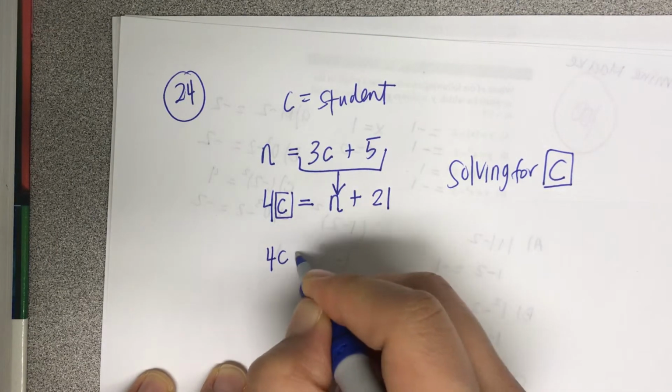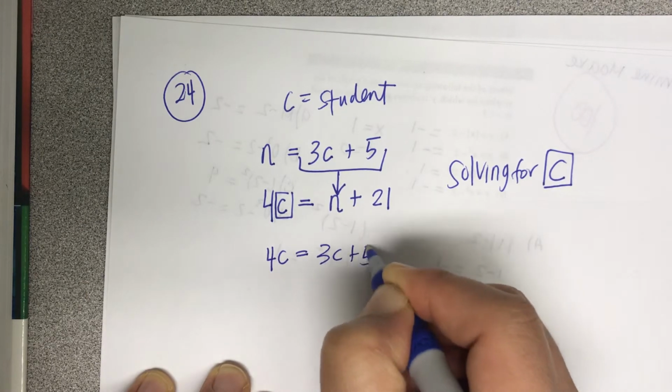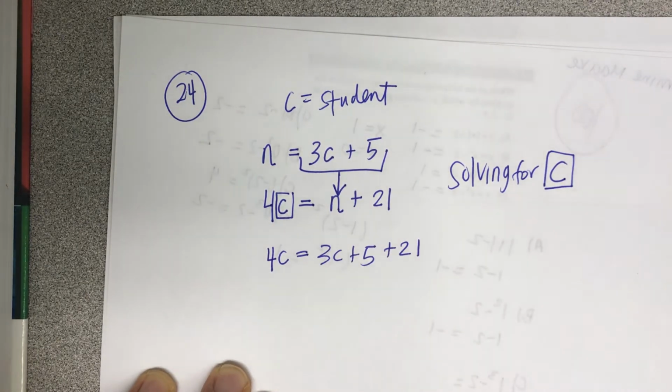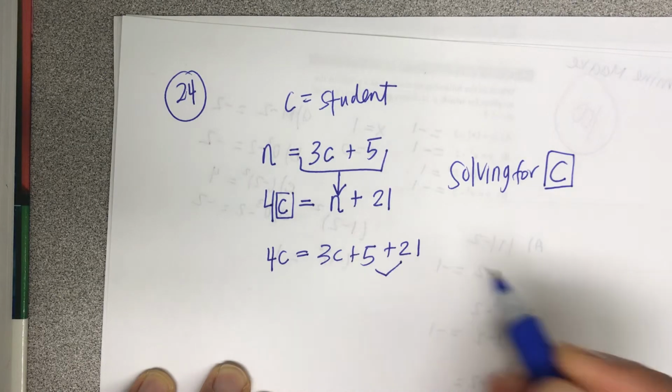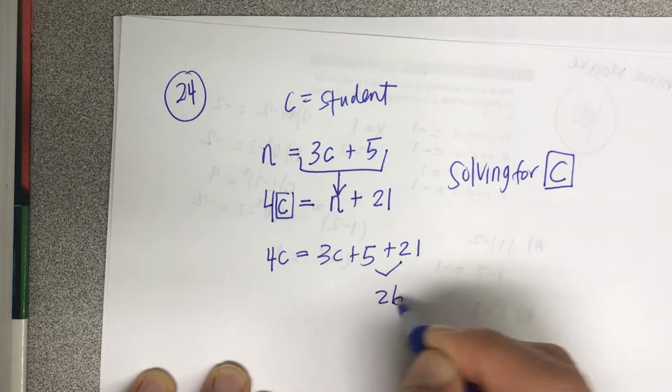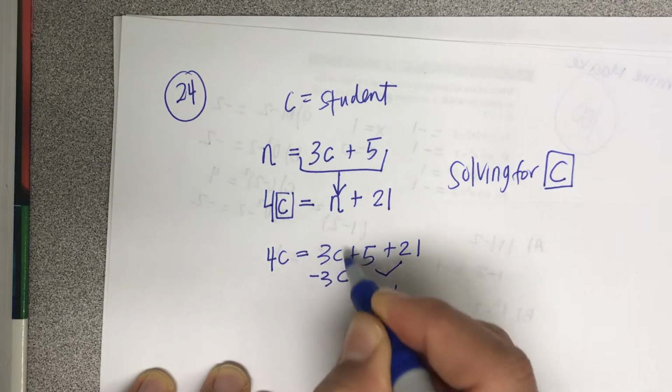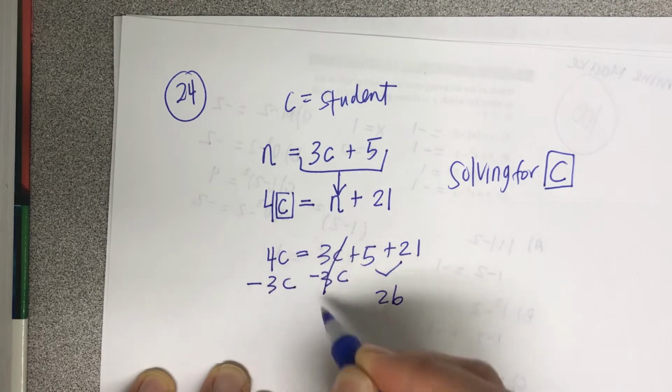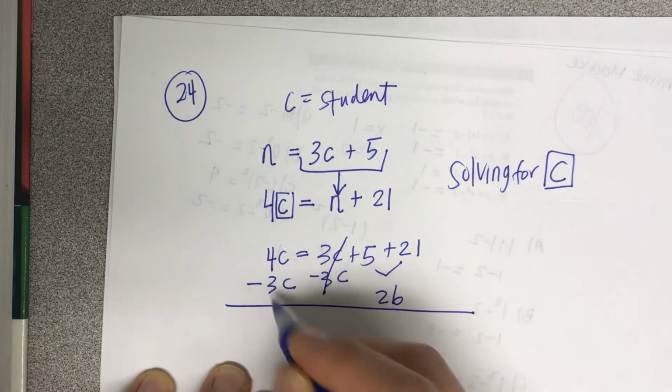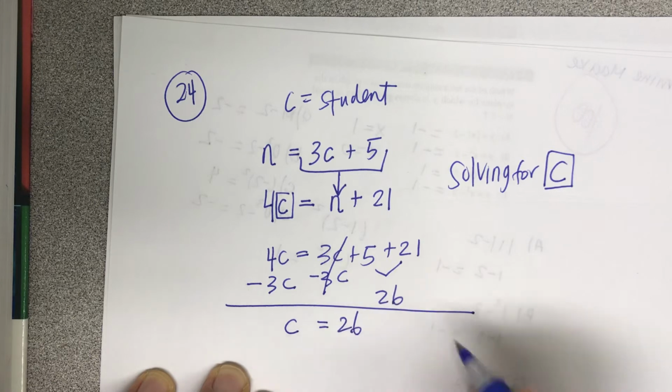and rewrite it as 4C equals 3C plus 5 plus 21. And when you do that, you could combine those together to make 26, and you could subtract out the 3C here to bring the 3C there, and you're going to get C equals 26. And that is your answer.